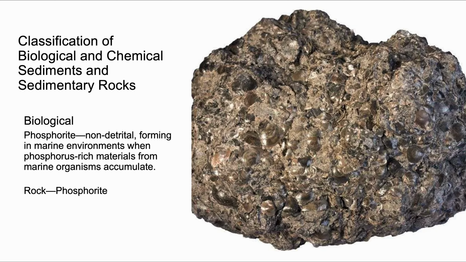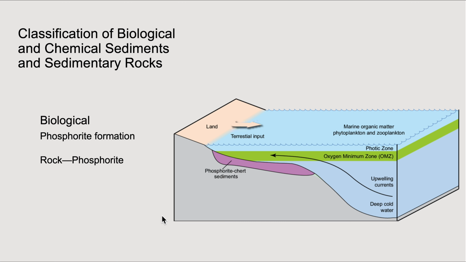And lastly, from the biological rock category, we have phosphorites. Phosphorites are a non-detrital rock forming in marine environments when phosphorus-rich materials from marine organisms accumulate. The rock is known as a phosphorite. So what's happening here is we have our previously deposited sediment, whatever it may be, associated with an upwelling current. This upwelling current is bringing nutrients from decaying organic matter in the deep sea, where oxygen levels are very low.